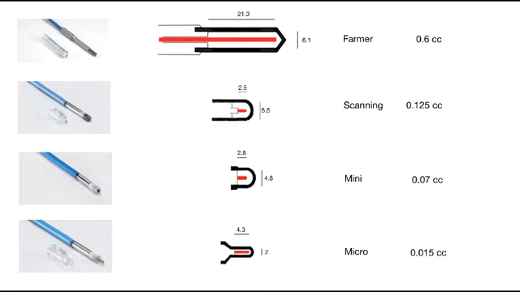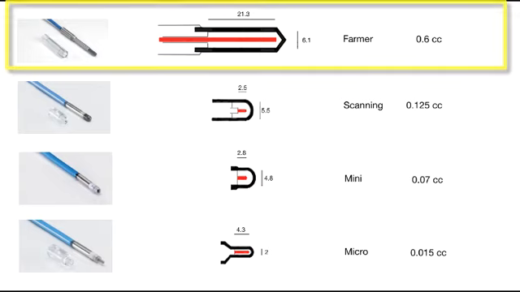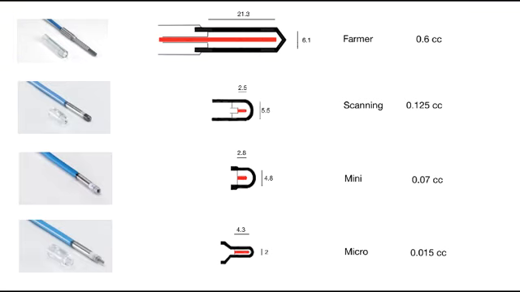So let's start at the top here. We'll look at the Farmer chamber that we've already talked about. One of the key things is it's relatively large. The length of the electrode here is 21.3 millimeters, 2.1 centimeters long. It's very long, and it's 6.1 millimeters inner diameter in the air cavity. The volume of this Farmer chamber, you should know this, is 0.6 centimeters cubed. So comparatively relatively large. And then now we have some smaller chambers.